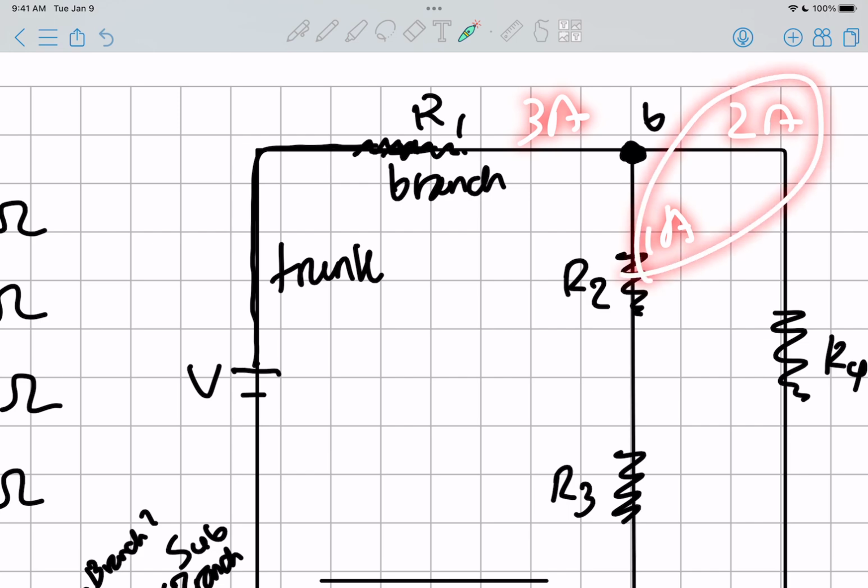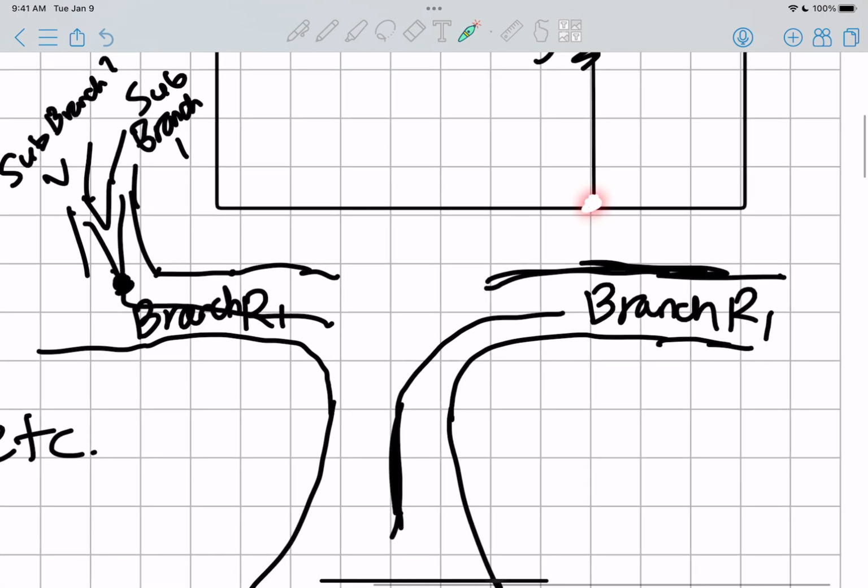So these have to add up, right? The current between branches has to add up to the current that came in before the branch, and it has to add up to the current that comes after the branch, because there's an input and output point. Whatever comes in must come out, right? So 3 amps came in, 3 amps must come out.